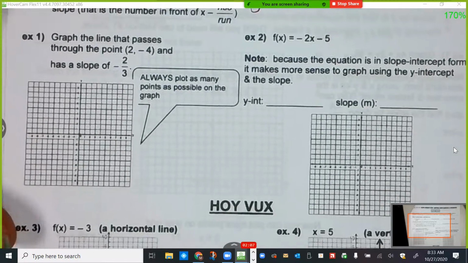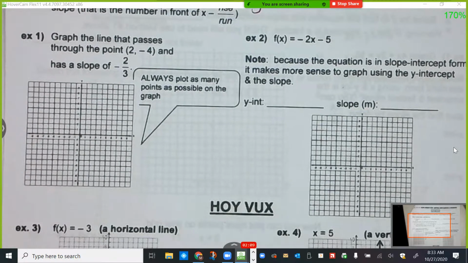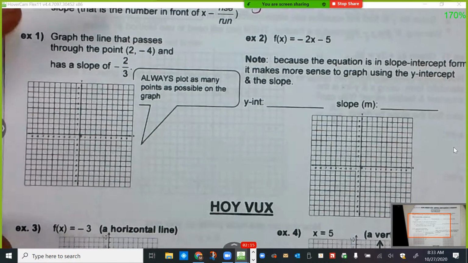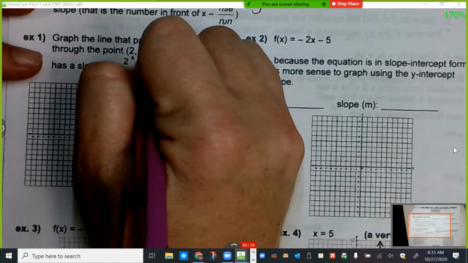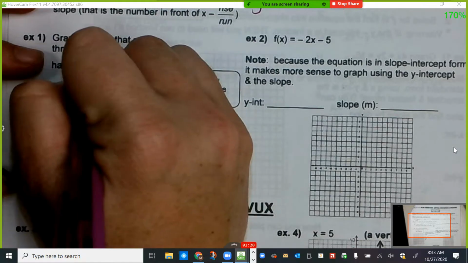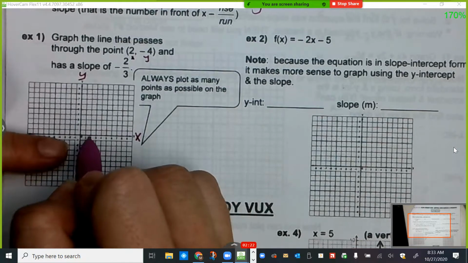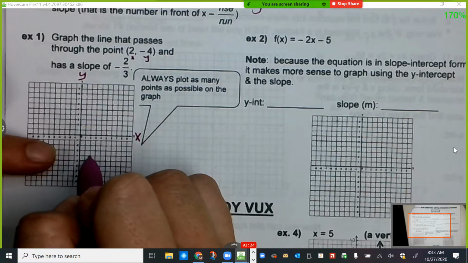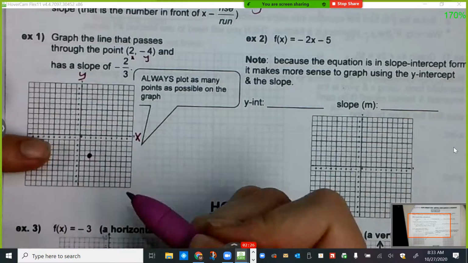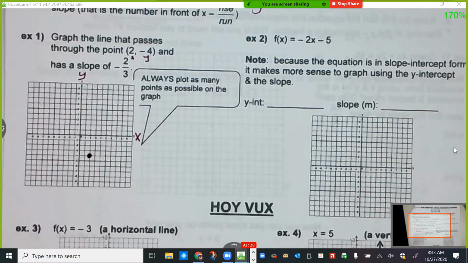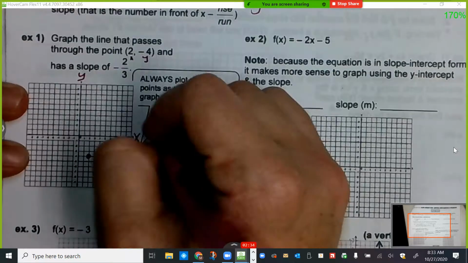Okay, so the first one, example 1, says graph the line that passes through the point (2, -4) and has a slope of -2/3. So I want you to realize this is my x, this is my y, this is my x-axis, this is my y-axis. So over +2, down 4, a height of -4. Okay, so there's my point, (2, -4). Yes? Okay, then my slope.